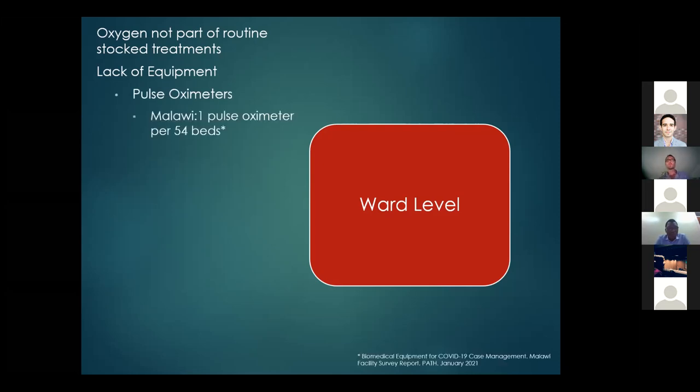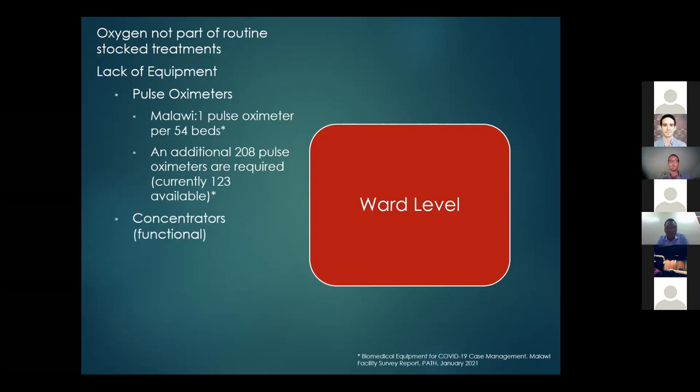Pulse oximeters are a big challenge in low resource settings. Therefore, identifying patients who need oxygen is a challenge. The recent biomedical equipment report in Malawi showed that there is on average one pulse oximeter per 54 beds. You notice that the gap there is quite huge, and that an additional 208 pulse oximeters were required because only 123 were available. And also lack of functional concentrators.